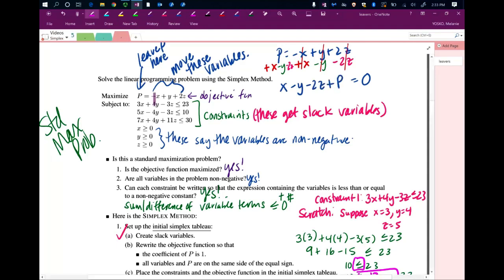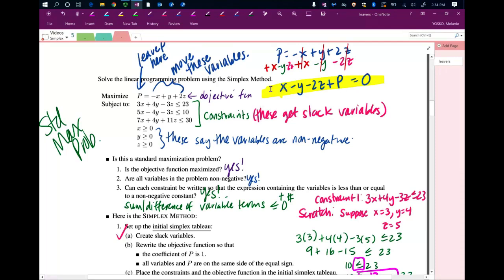And check it. I move the X over so I get a positive X. Move the Y over, it becomes a negative Y. Move the 2Z, it becomes a negative 2Z. Do we see this? So this is the new objective function. This guy is going to go in the simplex table.